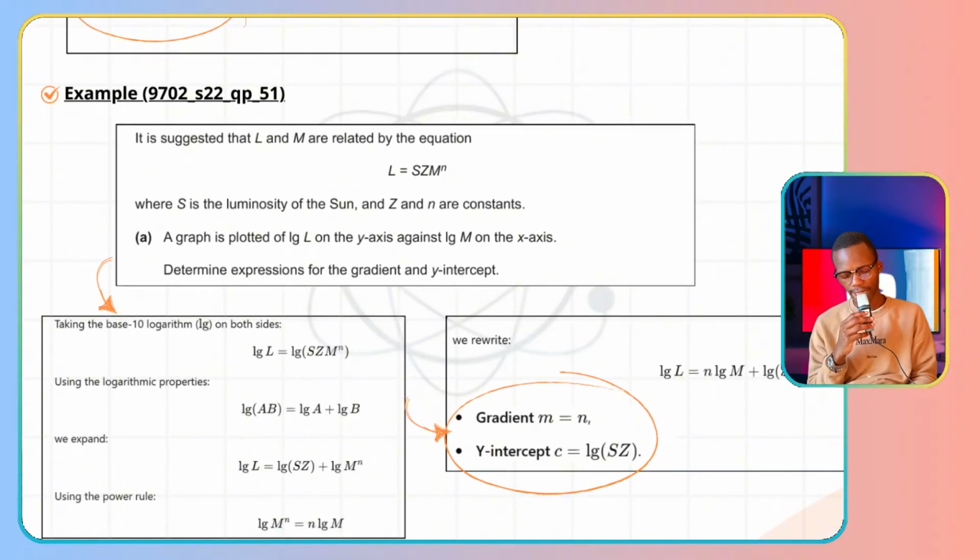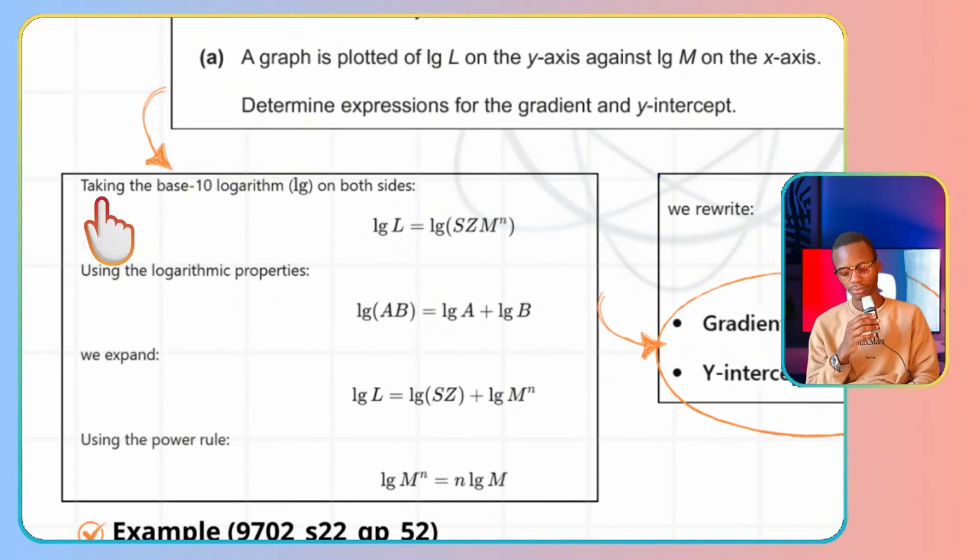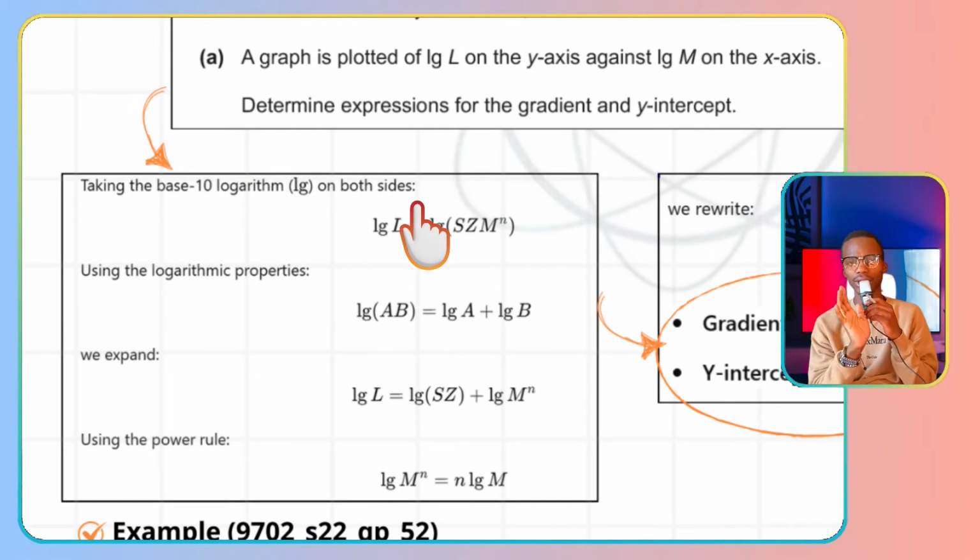Another example, I give you 9702 S22, question paper 5-1. We're given that L and M are related by that above formula. It's always the same, guys. Determine expressions for the gradient and the y-intercept. So how are we going to calculate this? Well, we're going to take a log on both sides. So take logarithm on one side and take a logarithm on the other side.